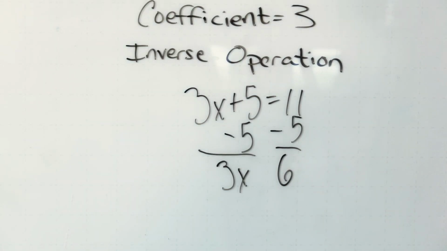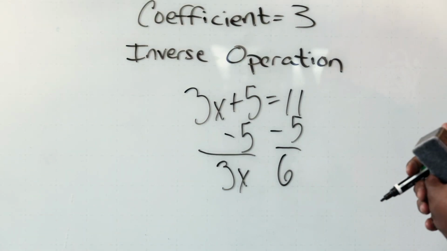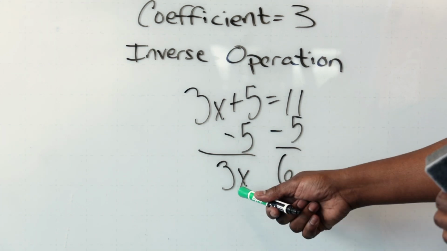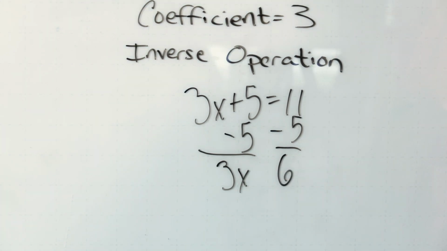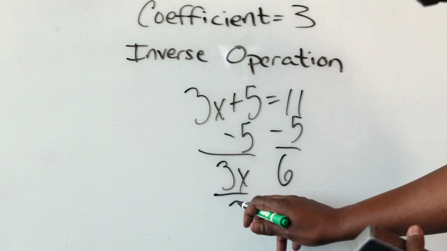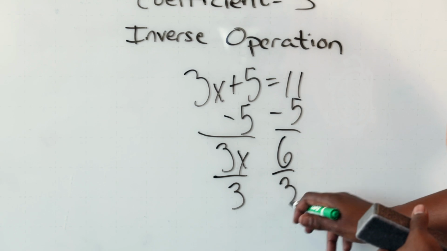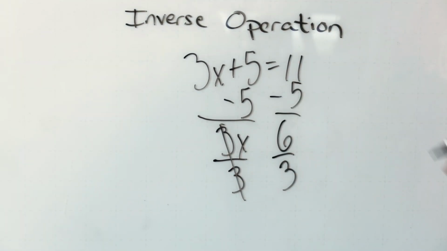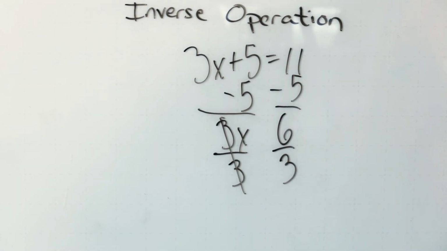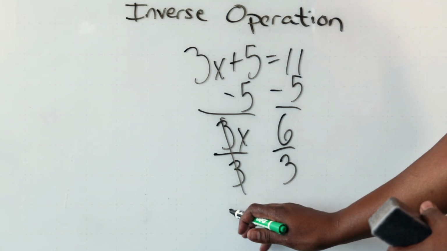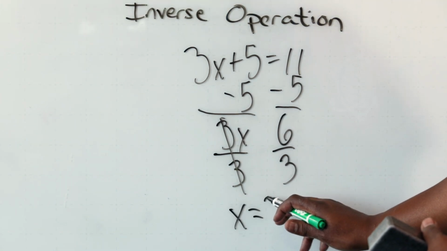So the next thing we're going to do is to get rid of the coefficient. So in this case, 3 is multiplied by the variable. So what do you think we're going to do to get rid of the 3? We're going to divide. So we're going to divide both sides by 3. So this will get rid of our 3, the x will be isolated. And what's 6 divided by 3? That's 2. So we believe that our answer is 2.